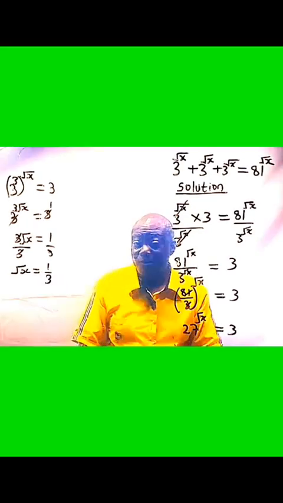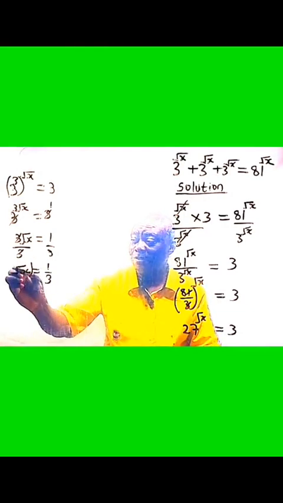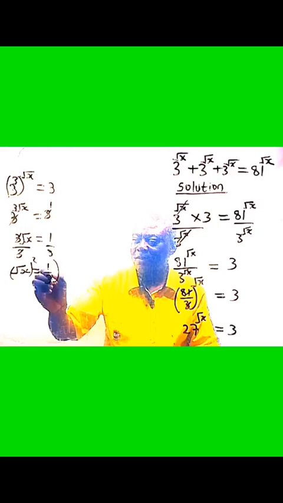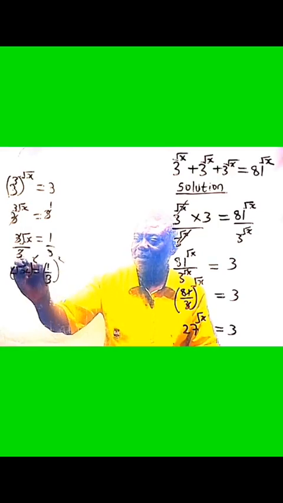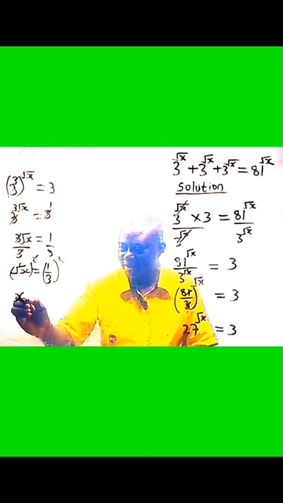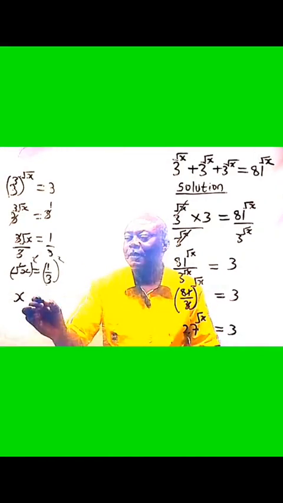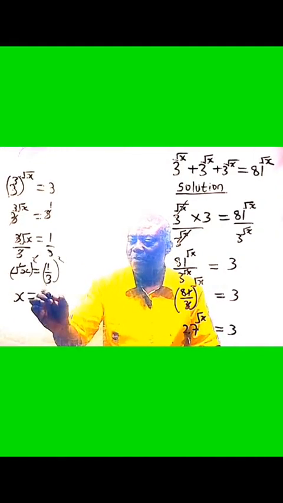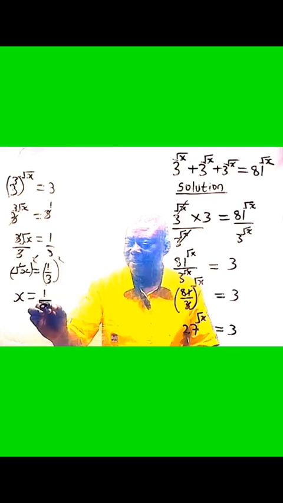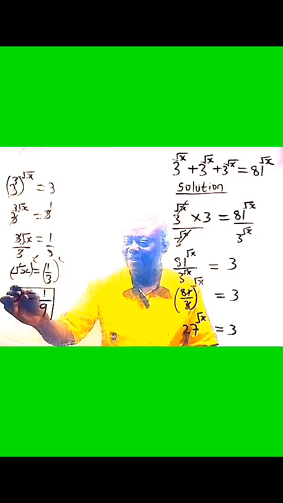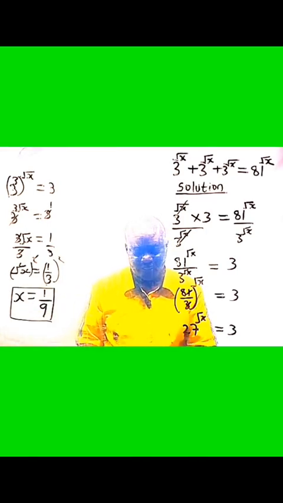What you have here is root of x, but our aim is to find the value of x. So you square this one too. Square this one and you square this. This will go. So x, I got x now, equals the square of 1 over 3, which is 1 over 9. Wow. The value of x here is 1 over 9.